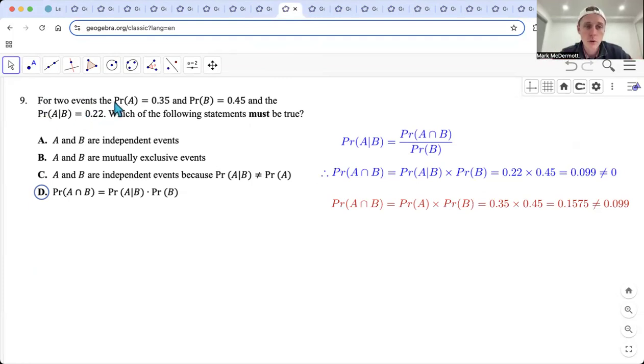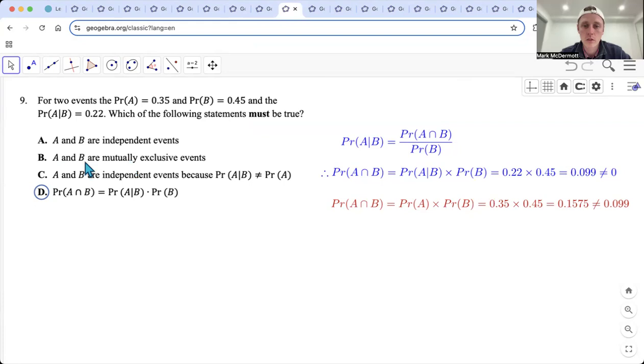Anyway, for 2 events, the probability of A equals 0.35 and the probability of B equals 0.45, and the probability of A given B equals 0.22. Which of the following statements must be true? Okay, let's break it down. I'm actually going to start at B here.